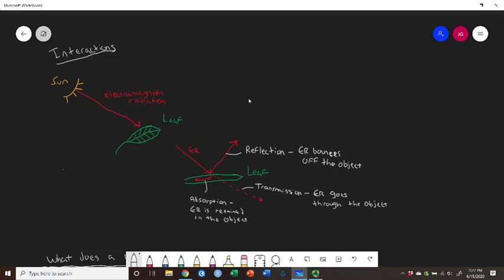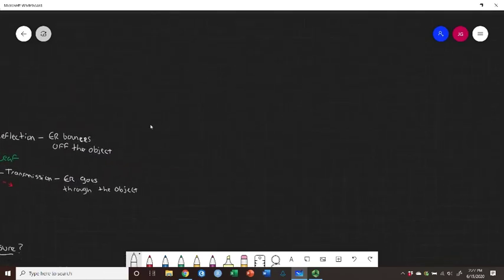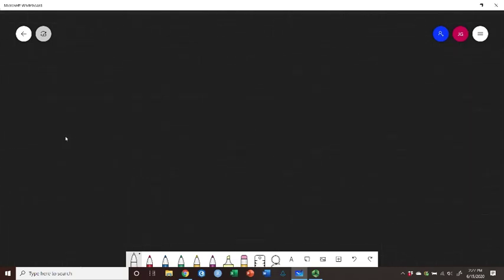So we left off talking about these basic interactions with the sun hitting an object: reflection, transmission, and absorption. What I want to do right now is consolidate some of this in a couple of terms and then wrap those terms up in an equation.